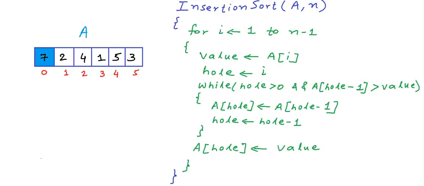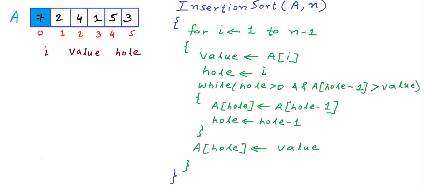I'll quickly walk you through this particular code and show a simulation with this particular example. So we are running this code with this particular array. We will start with i equal 1, so value will be 2 and hole will be index 1. And now we come to the while loop. Hole is not 0, so we can be sure that there is an element before it, and we can access the element at index hole minus 1. Hole minus 1 is 0, and the element there is 7, which is greater than the value 2.